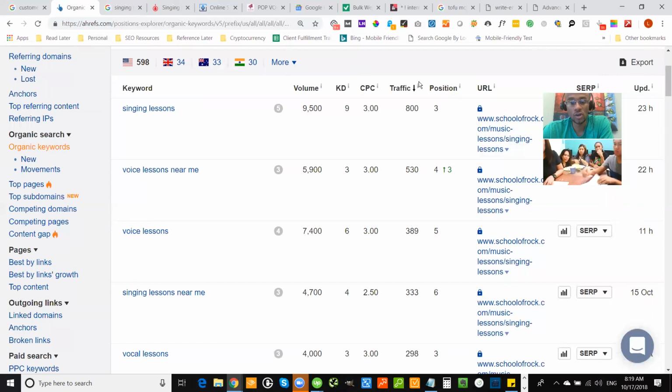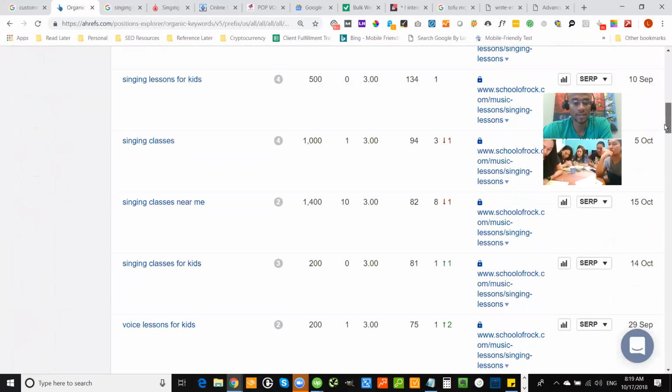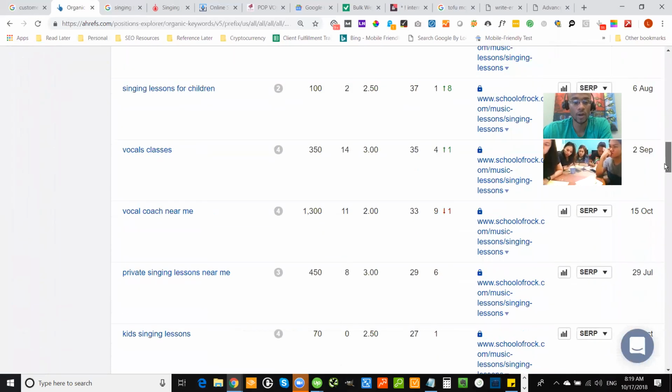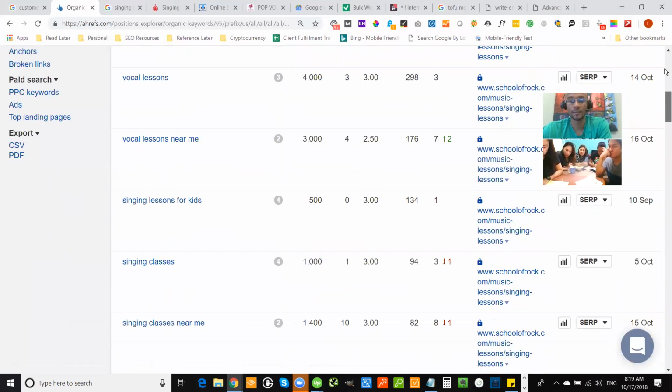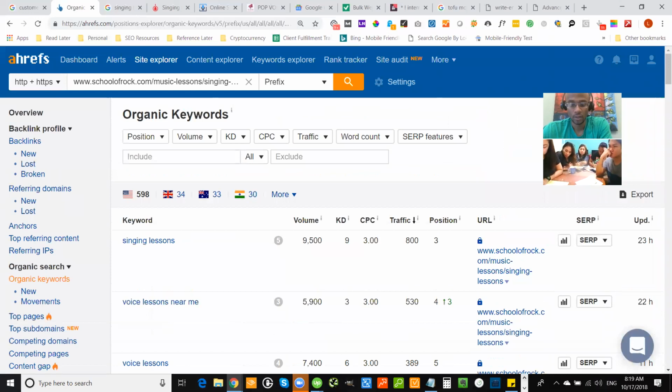Traffic is the actual average number of people who visit their web page looking for this particular keyword. So that's another important metric to look at. So yeah, definitely, Dia, going back to your question, you want to use this list to build your keyword list for your own website. Okay. So that's keyword research in Ahrefs.